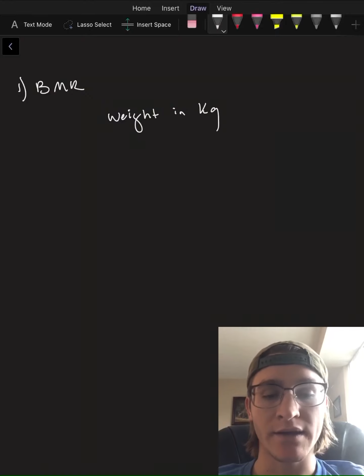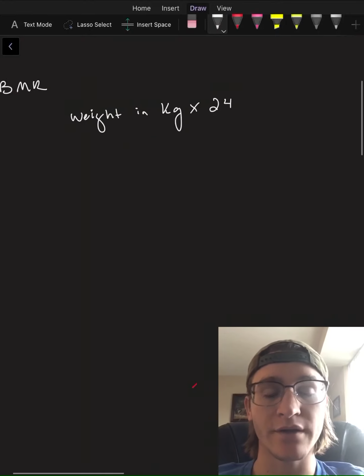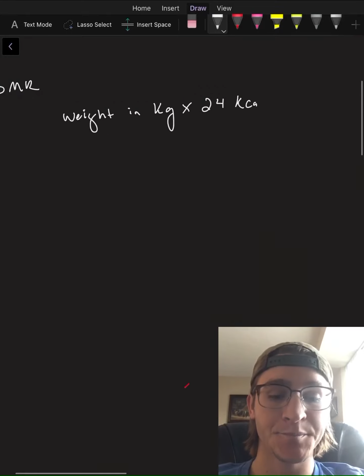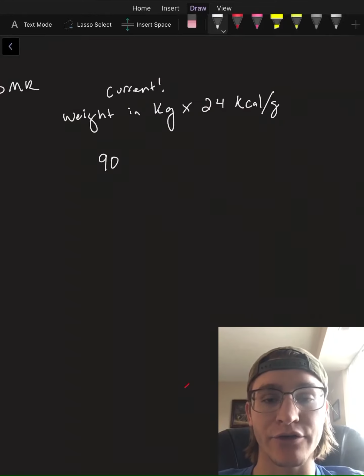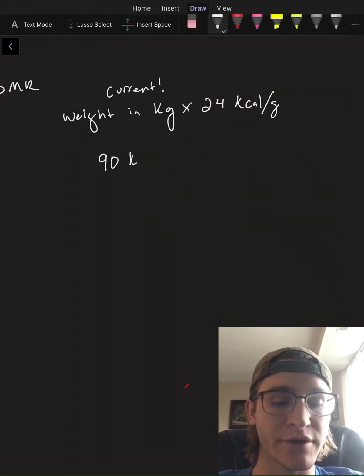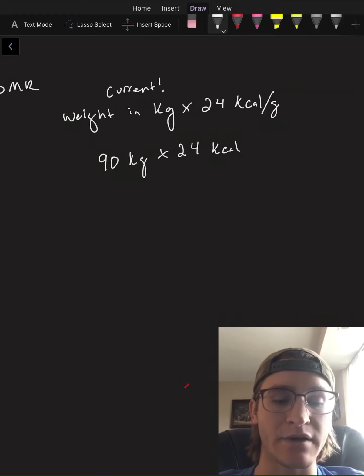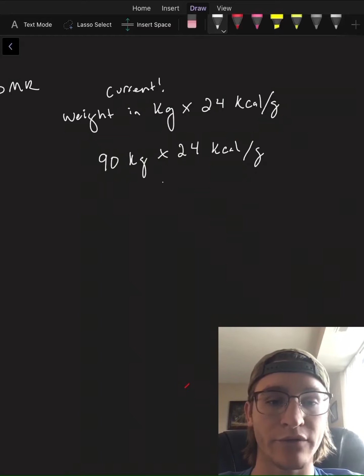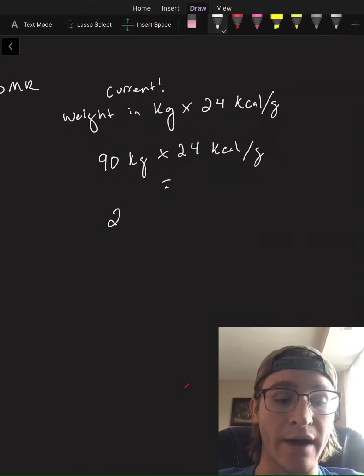So to figure out our BMR, our base metabolic rate, our metabolism pretty much, and this is an average, we're going to get our current weight in kilograms and multiply it by 24 kilocalories per kilogram. So don't let these numbers scare you. We're just going to use 90 kilograms, and you can convert your pounds to kilograms fairly easily. Just use Google. So 90 kilograms is about 200 pounds, and we're going to multiply it by 24 kilocalories to get our base metabolic rate without activity.